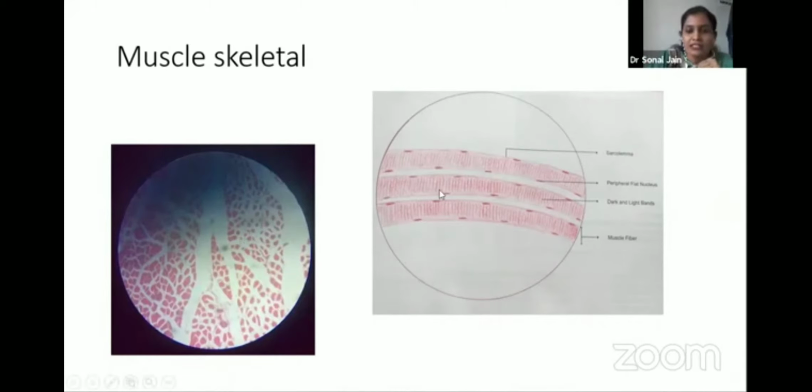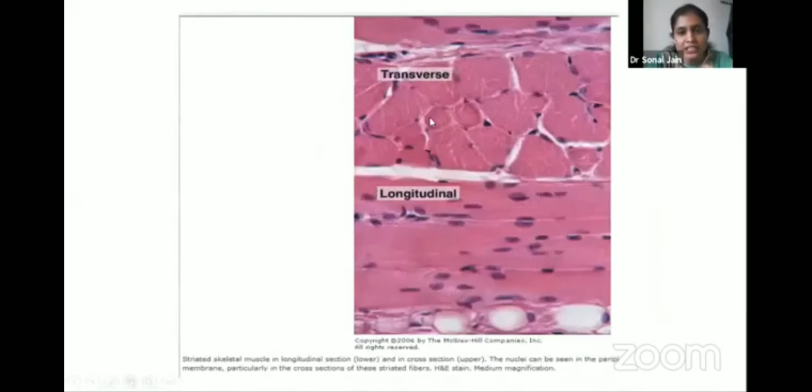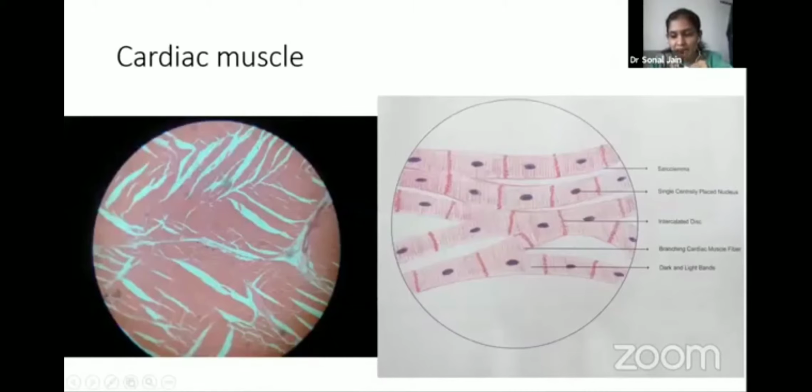This one is the longitudinal section, and this one is the transverse section. In this transverse section, we can see the multiple nuclei at the periphery. This is a longitudinal section, and we can see the striations here. Skeletal muscles are related with the bones, so any voluntary muscle is a skeletal muscle, like biceps, triceps, femoris, etc.